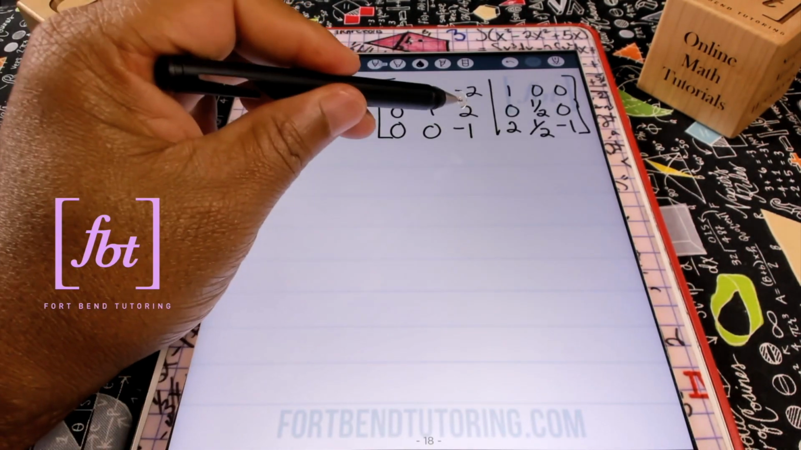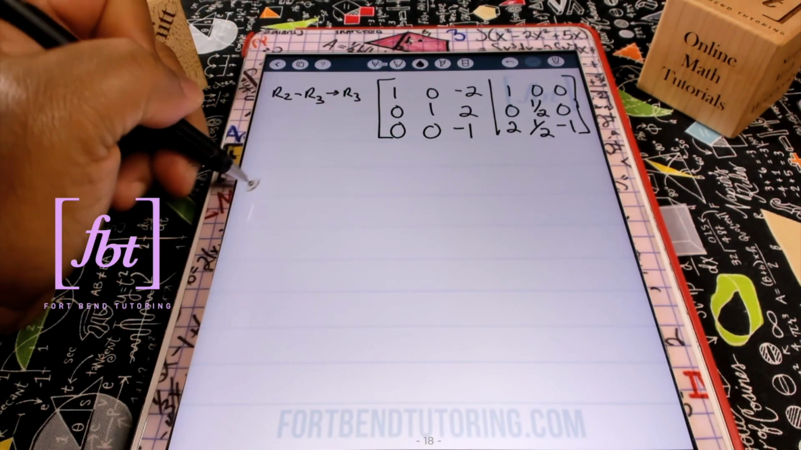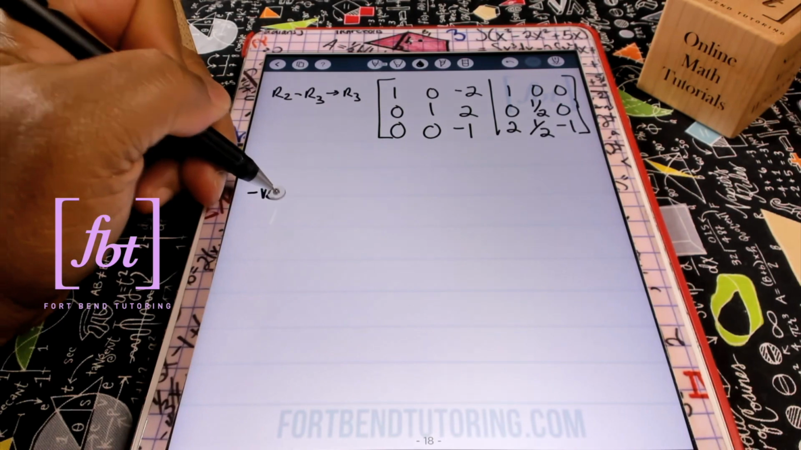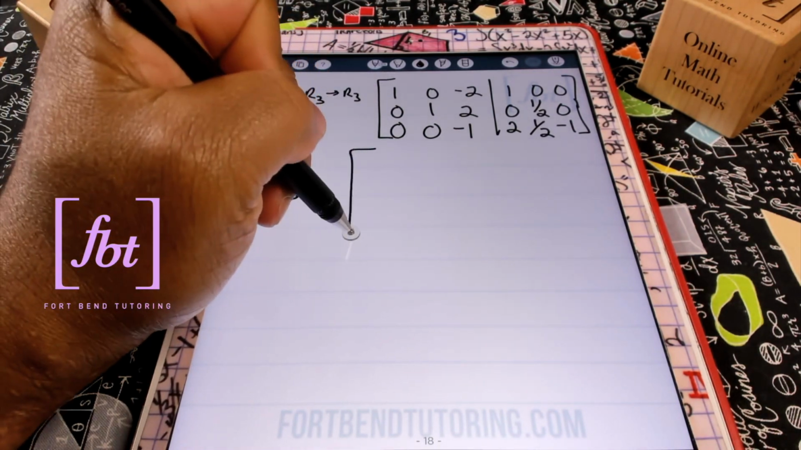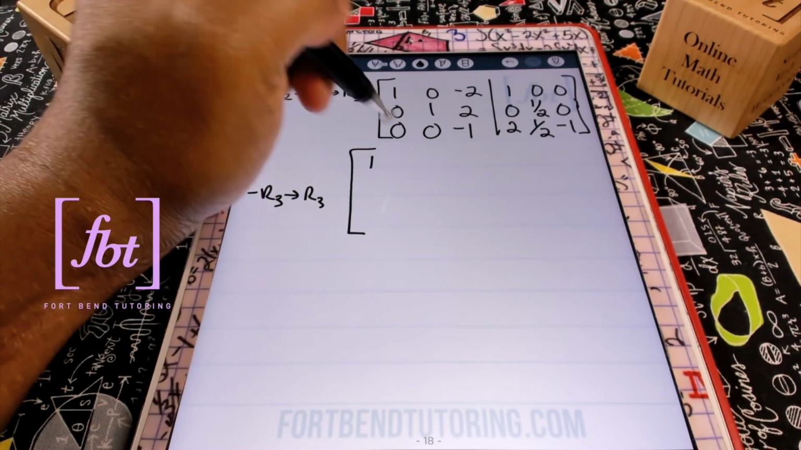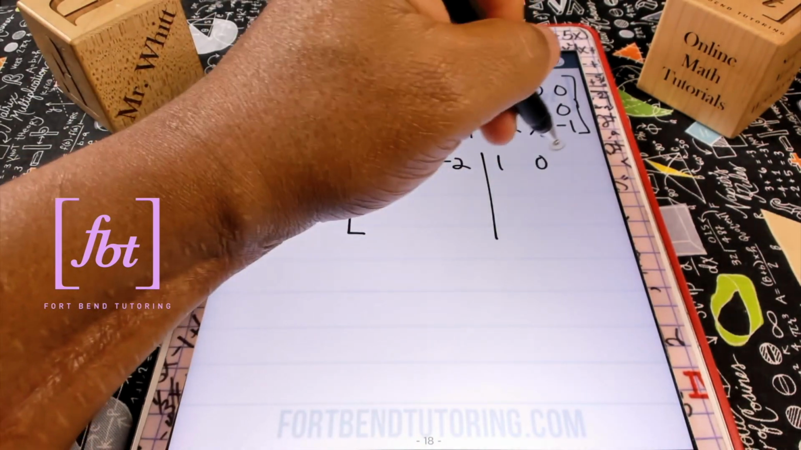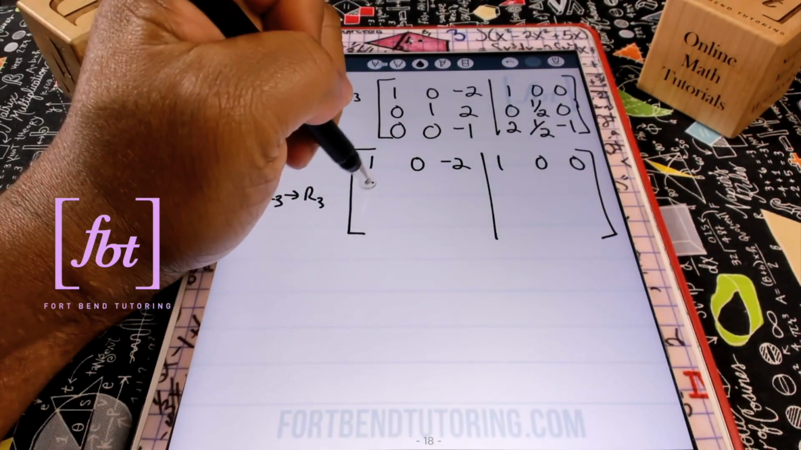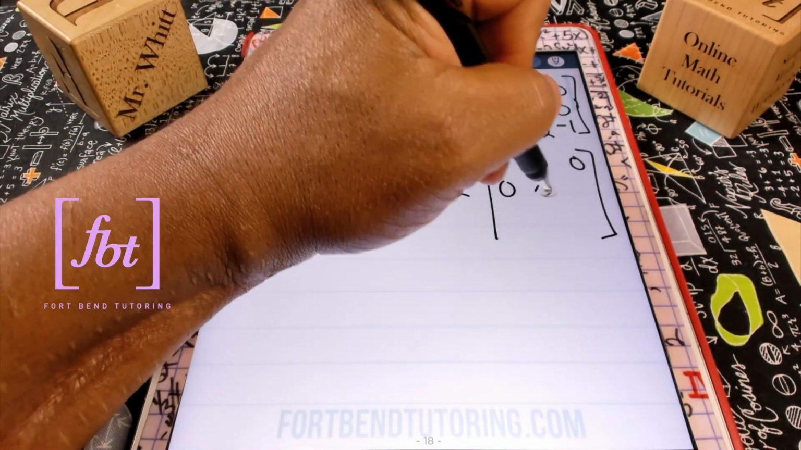My next goal is to get this negative 1 in row 3 a positive 1. We can do that by finding the opposite of row 3, placing the result in row 3. All right, so I'll be bringing down the first 2 rows again. I'll have 1, 0, negative 2, 1, 0, 0, 0, 1, 2, 0, 1/2, 0.